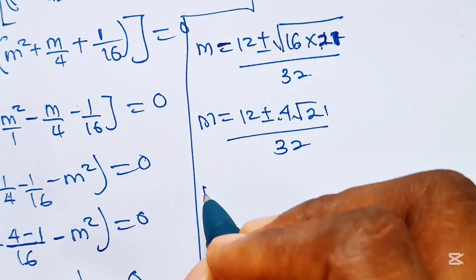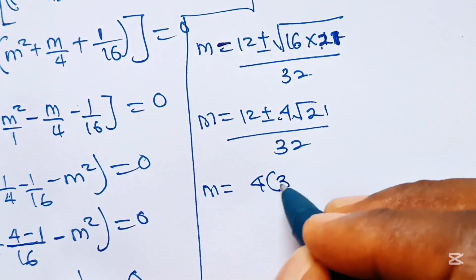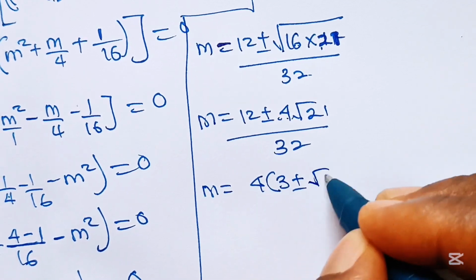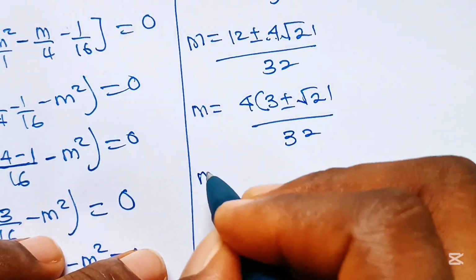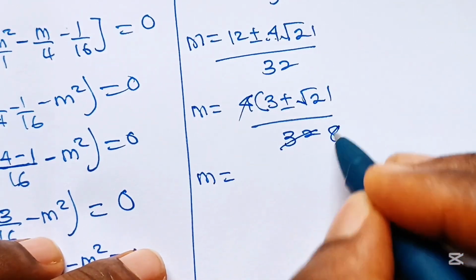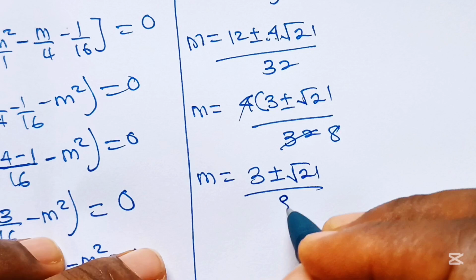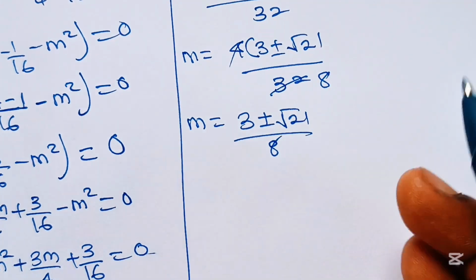Okay, so we have m is equal to, let's factorize 4. Now 12 divided by 4 is 3 plus or minus 4 root 21 divided by 4 will give us root 21 divided by 32. Now we have m is equal to 4, we divide 32 to give us 8. So we have 3 plus or minus square root of 21 divided by 8. Now that simply means that these are the values of m.